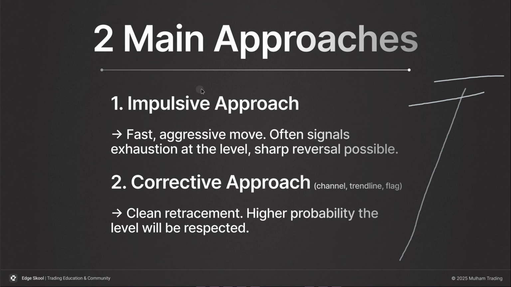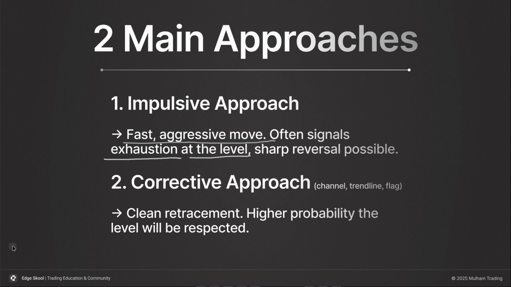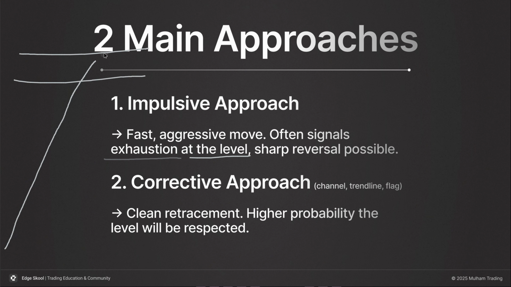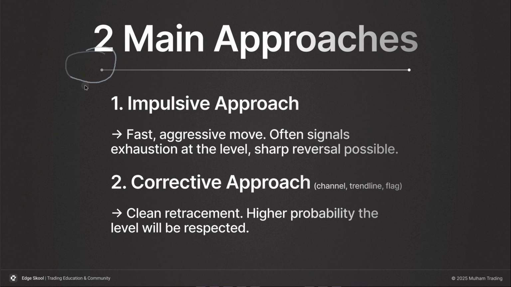And why? Because a fast, aggressive move often signals exhaustion at the level. So if it's coming very strong into your key level, because it moved aggressively for some time, it can find exhaustion at your key level. And that is what you want, okay?